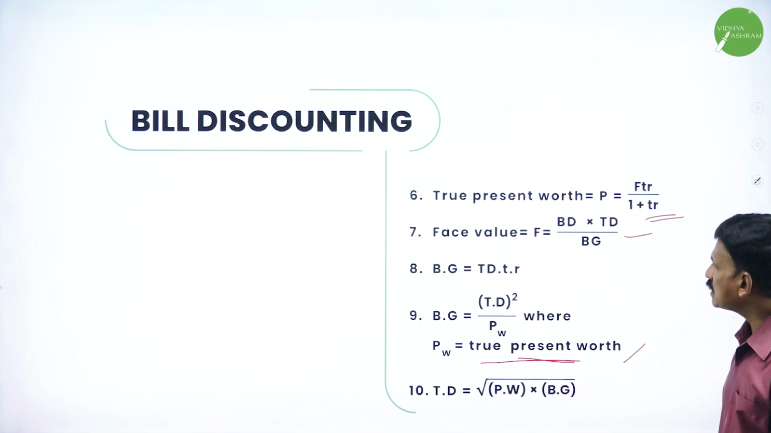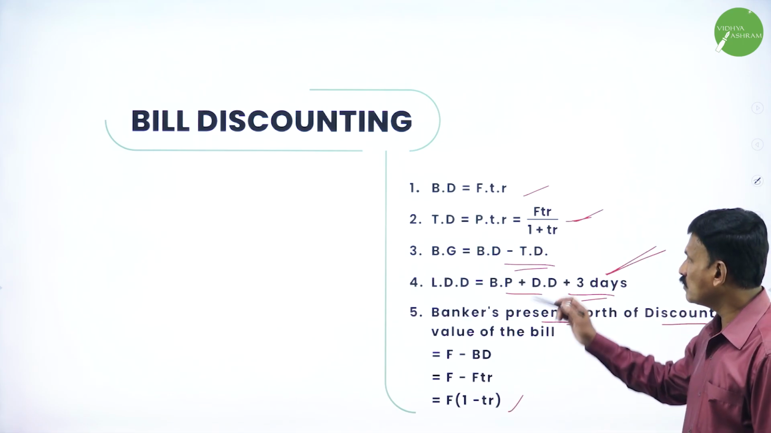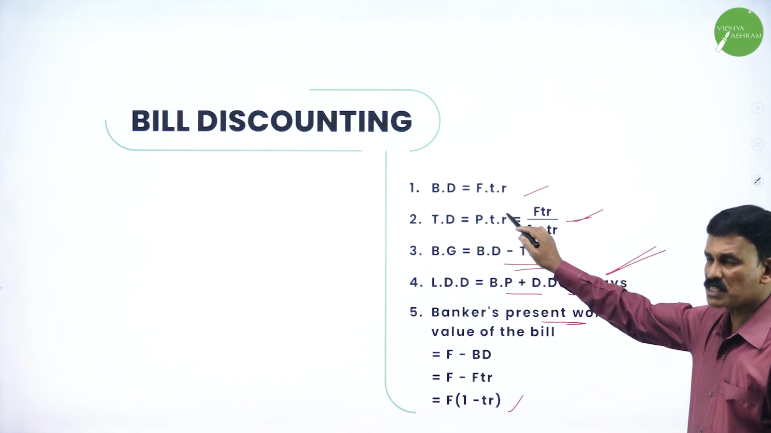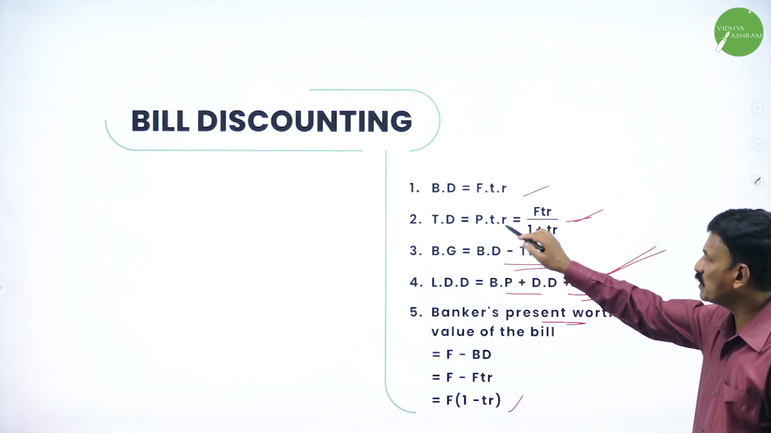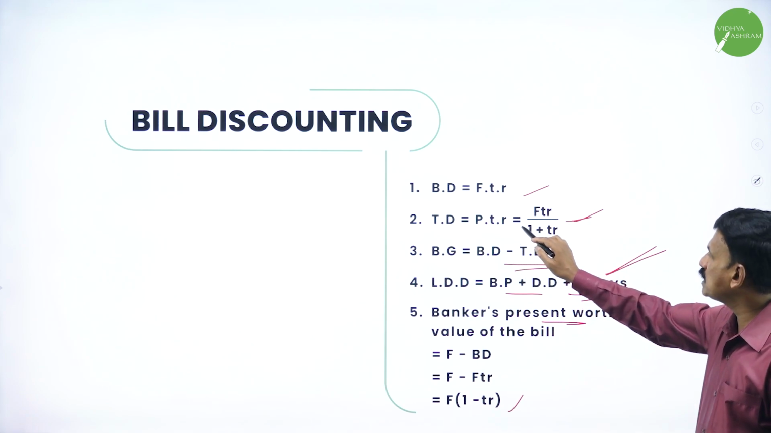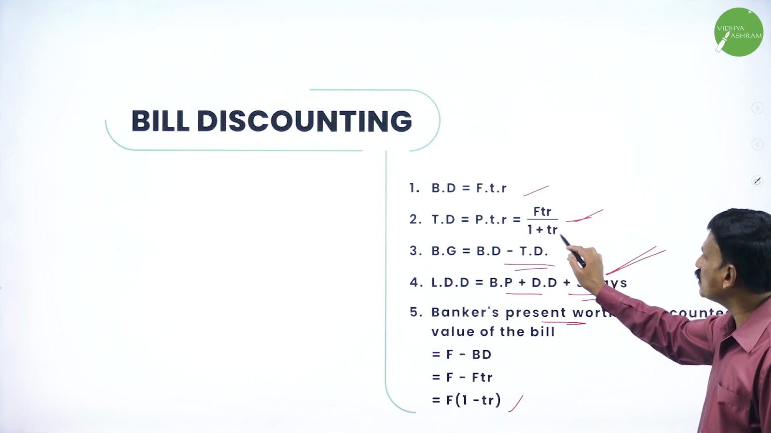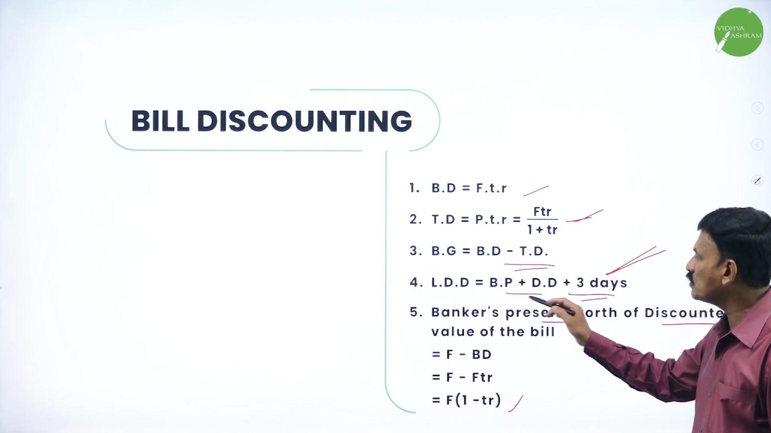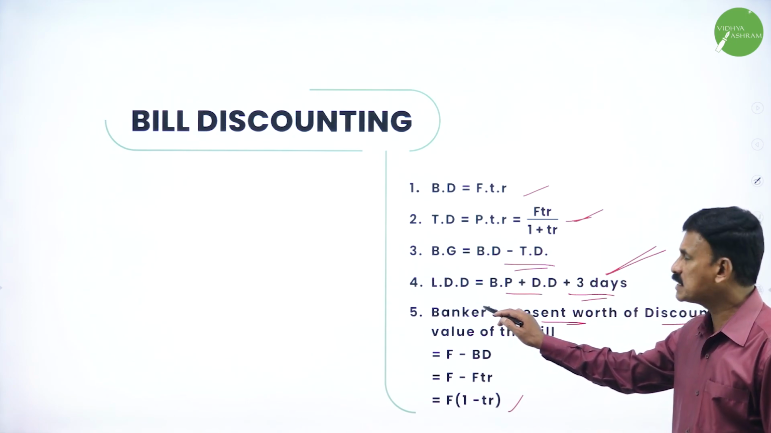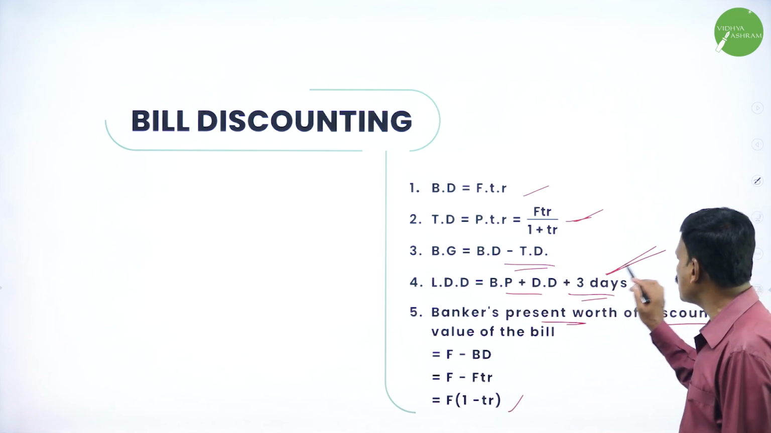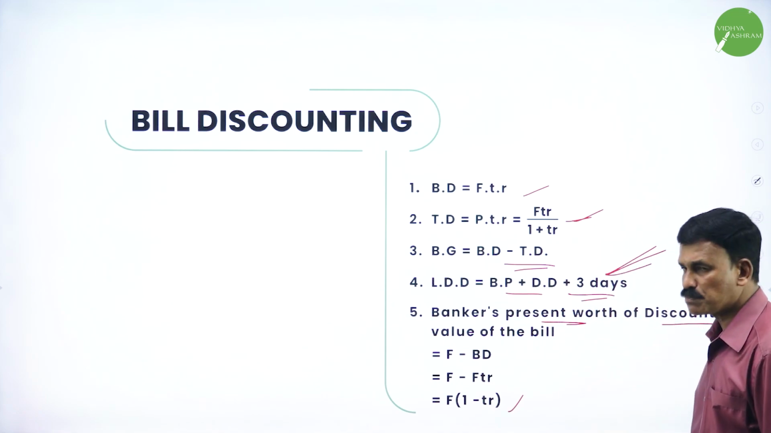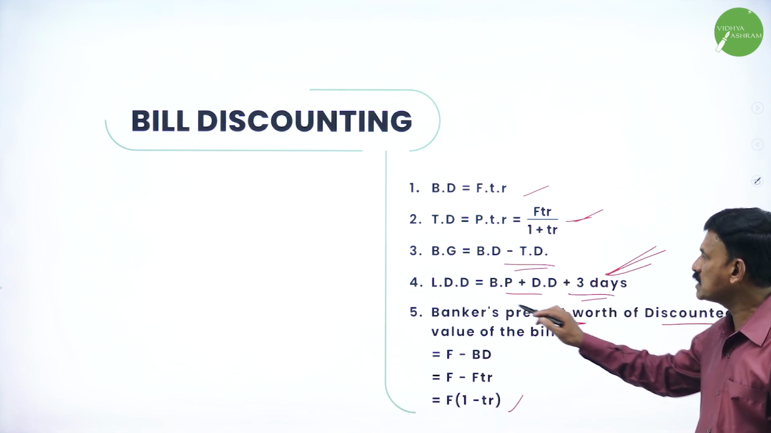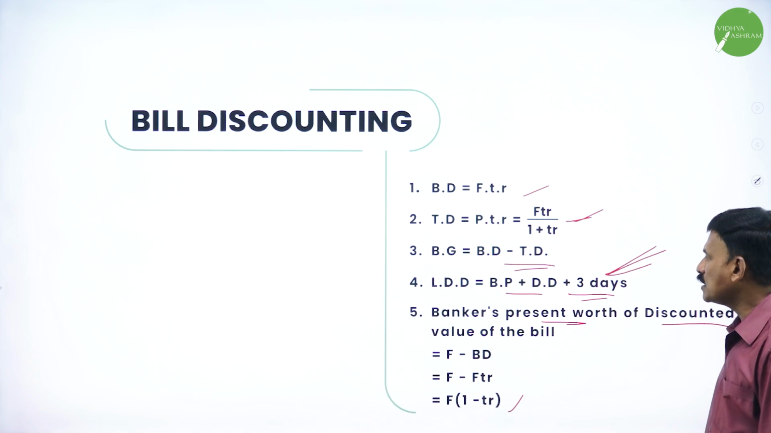Now, just listen. Therefore, the important formulas are: banker's discount is F into T into R, where F is the face value, T is the time period, R is the rate of interest. TD is equal to PTR, that is nothing but FTR divided by 1 plus TR. Banker's gain is equal to banker's discount minus true discount. And LDD is equal to BP plus DD plus a grace period of 3 days, right? BP plus DD plus a grace period of 3 days is called the LDD, legal due date.